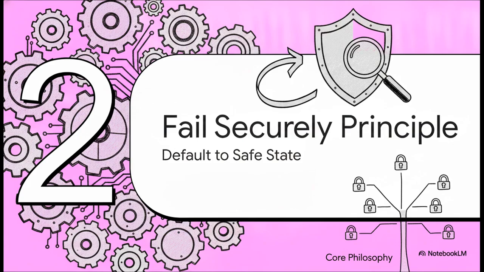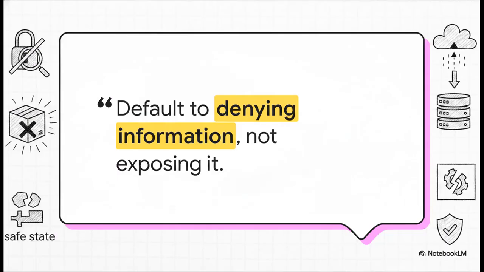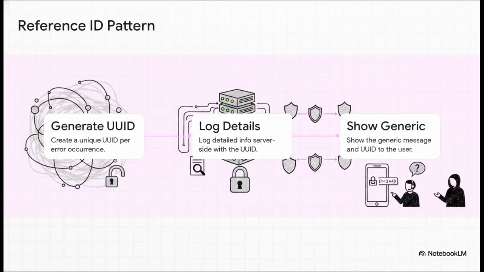Moving on to Section 2. The fail securely principle. Here's the thing. As a developer, you absolutely do not have to sacrifice visibility for security, as long as you follow one core philosophy. Default to denying information, not exposing it. When an error happens, your app should immediately default to a safe state. All that juicy, detailed info goes straight to your internal servers and is completely, 100% denied to the end user.